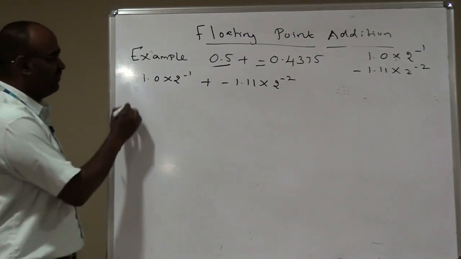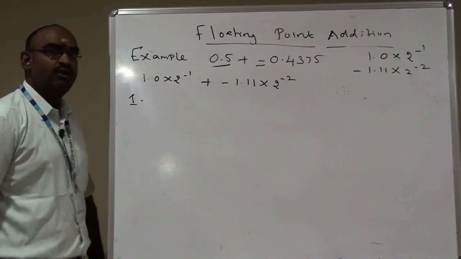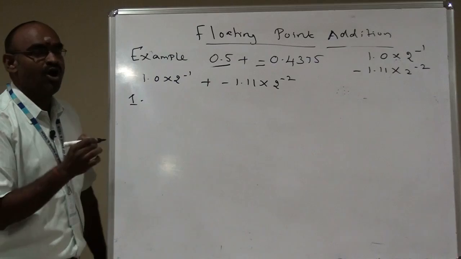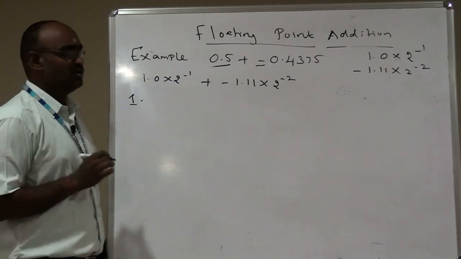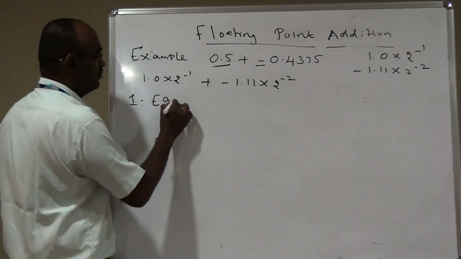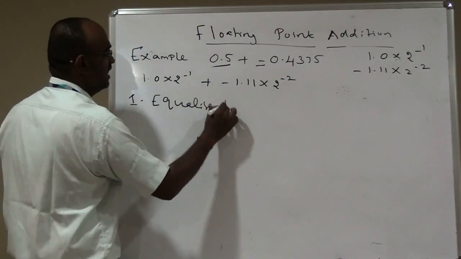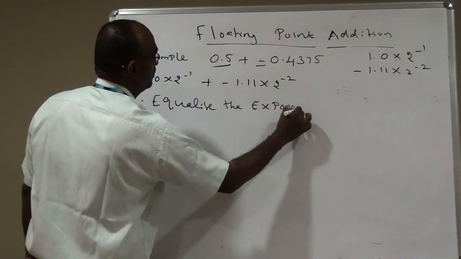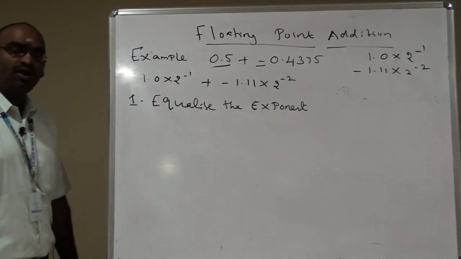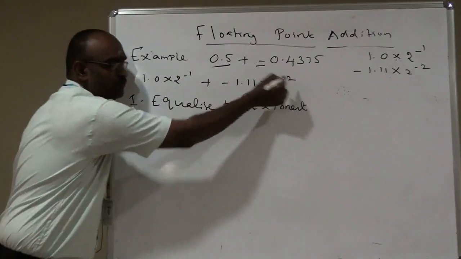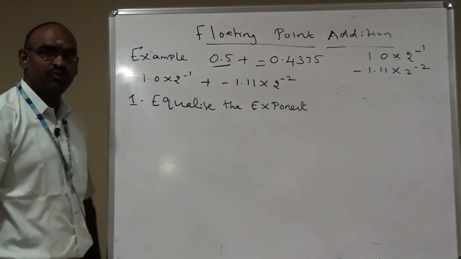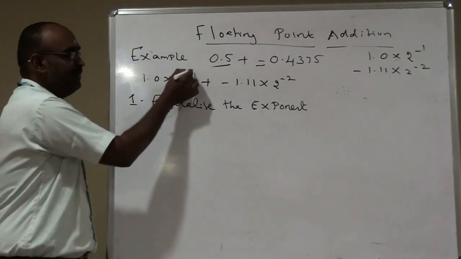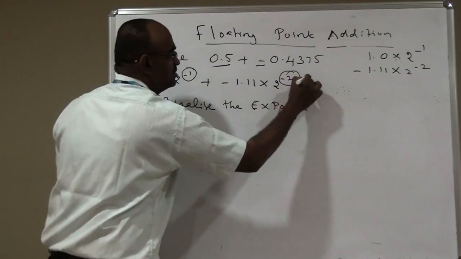So what is the first step of the algorithm? Equalize the exponent value. We have to compare the exponents; the smaller one will be made equal to the larger value. That is the first step of your algorithm, that is, equalize the exponent. So which is the smaller exponent here? That is minus 2. Obviously, between minus 1 and minus 2, if a negative number goes larger, that is a smaller number. So we are comparing minus 1 to minus 2, which is the smaller one.